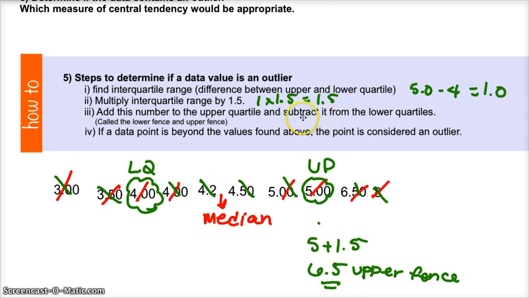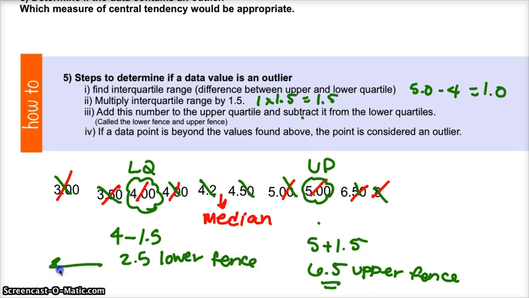Now, take that number and subtract it from the lower quartile. So 4 minus 1.5 is going to give me 2.5. And this is referred to as the lower fence. So any number that is below 2.5 is going to be considered an outlier. Everything out here is an outlier. Anything higher than the upper fence is also going to be considered an outlier. Think, for instance, out of the park in baseball. So anyway, bad analogy.